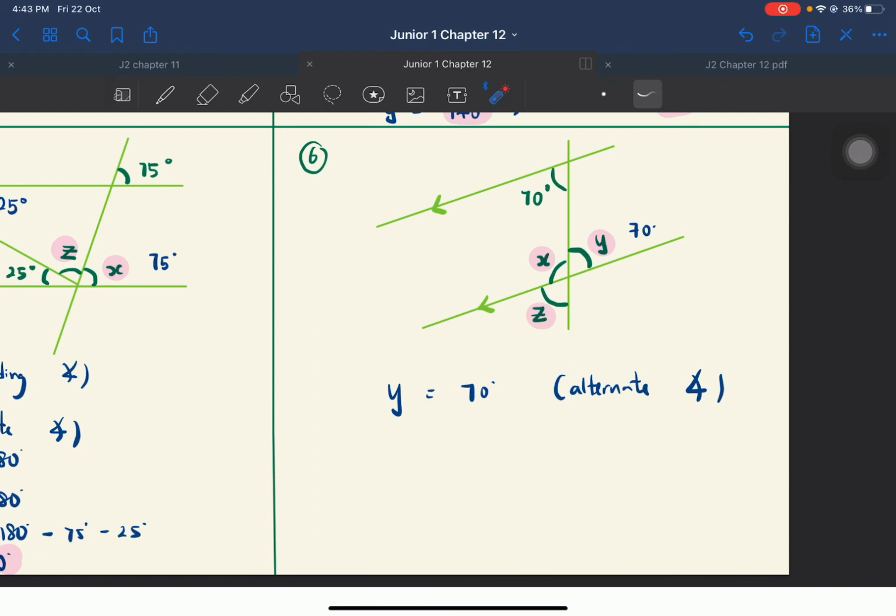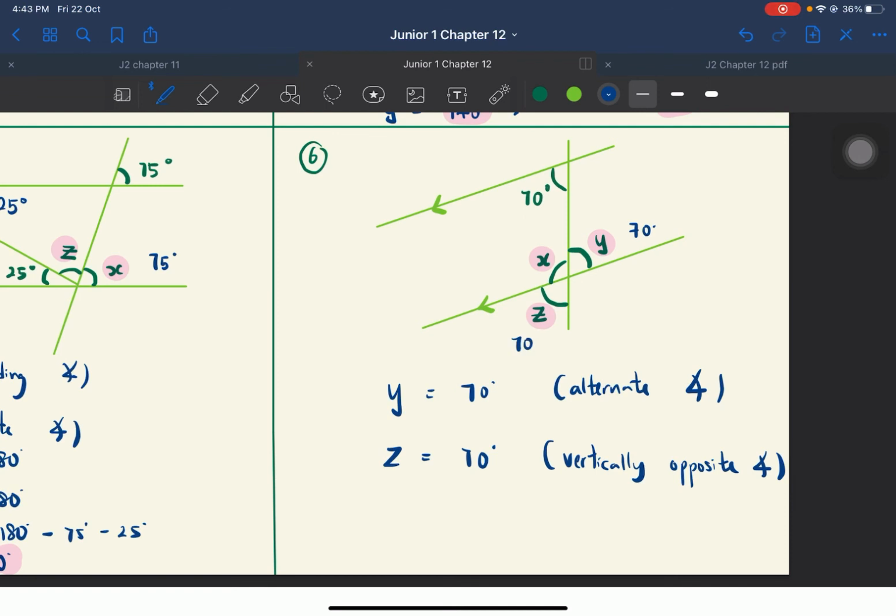And right now, you may identify z angle. These two are straight lines, and then the vertically opposite angle, z will be equal to y angle. So your y is 70, right? So your z will as well be 70 degrees. We call it vertically opposite angle.